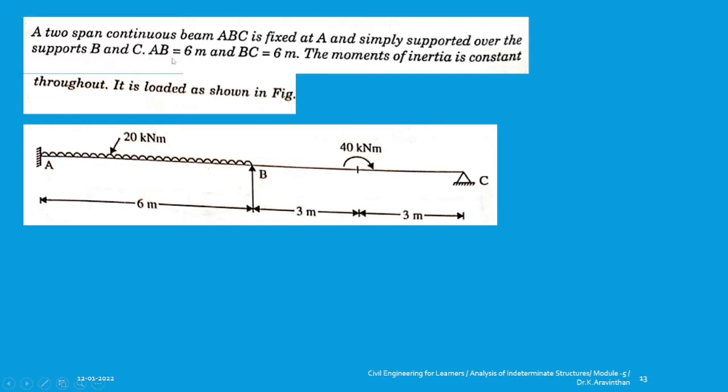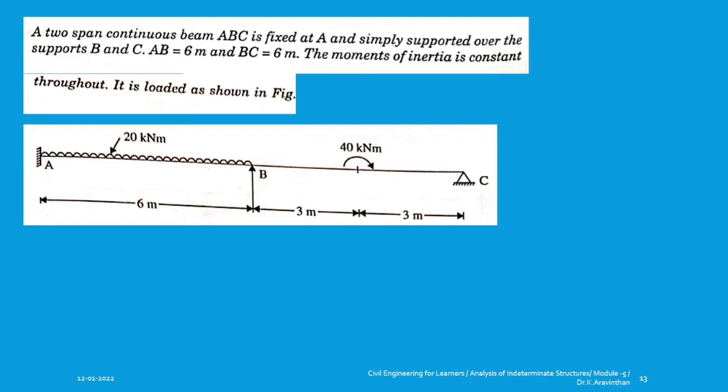Each span is 6 meters. Between B and C you have a clockwise moment of 40 kN·m, and between A and B you have a uniformly distributed load. You have to find the bending moment. So this is the case for the matrix stiffness method.